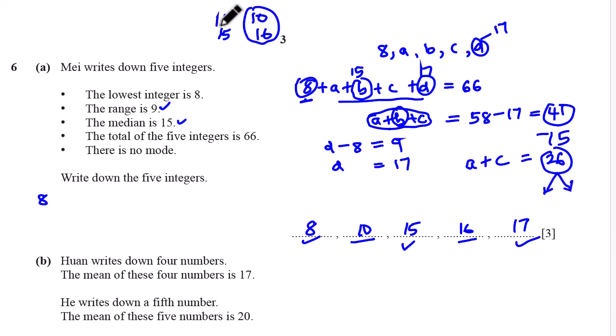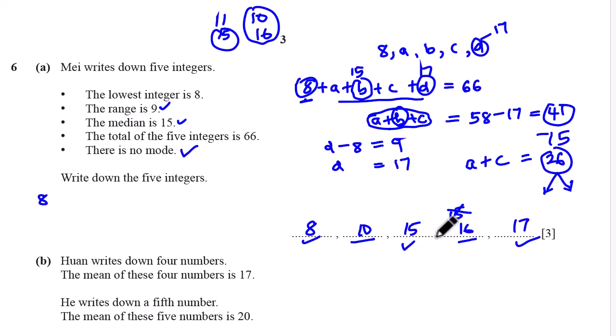So the reason why I did not use 11 and 15 was because if I had used this 15, then 15 would have appeared twice, and we're told that there is no mode. If there is no mode, it means that every number appears exactly once. So if I put 15 here, it will now mean that 15 is appearing twice, which doesn't follow the given parameters here. So this does not work here. And your final 5 digits are 8, 10, 15, 16, and 17.